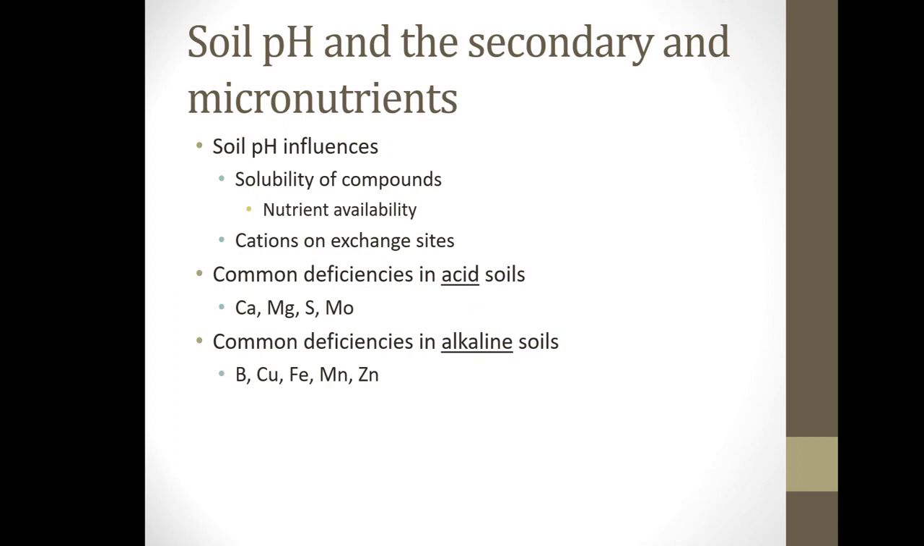So soil pH and the secondary micronutrients: solubility of compounds, nutrient availability, cations on exchange sites. Common deficiencies in acid soils are calcium, magnesium, sulfur, and molybdenum. Common deficiencies in alkaline soils are going to be boron, copper, iron, manganese, and zinc.